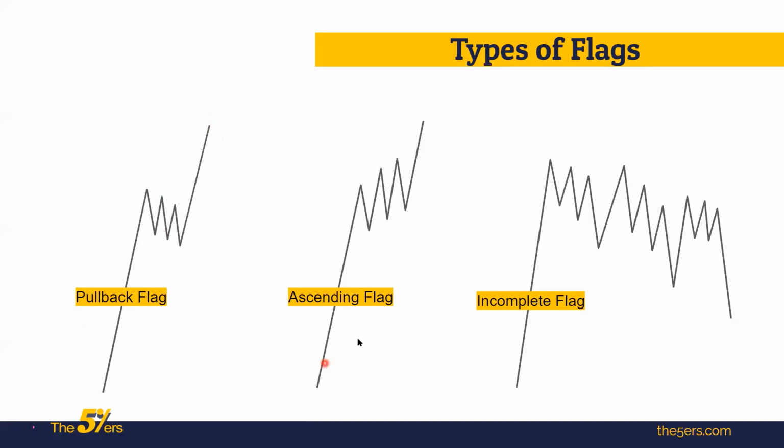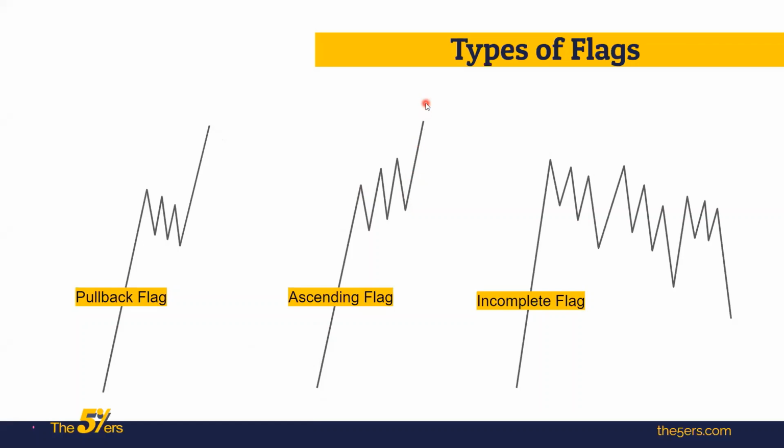We have another different type of flag, which is the ascending flag. This is the pole, and price is still climbing up, but in a very slow way, and then the breakup occurs and another flag is emerging.